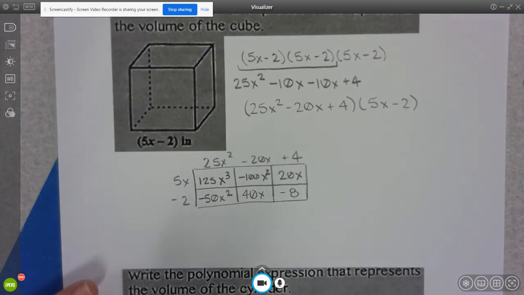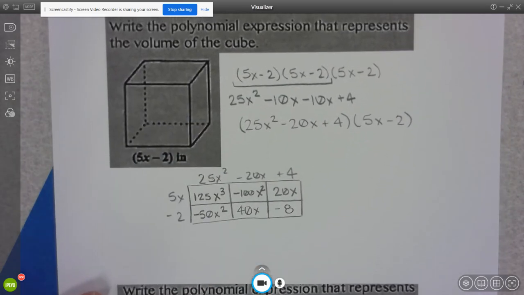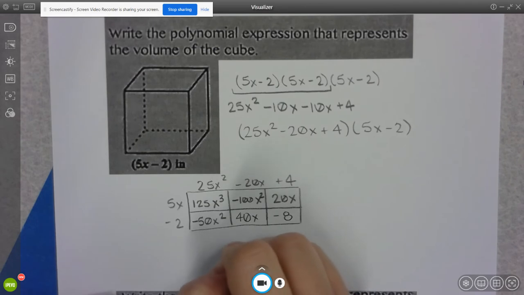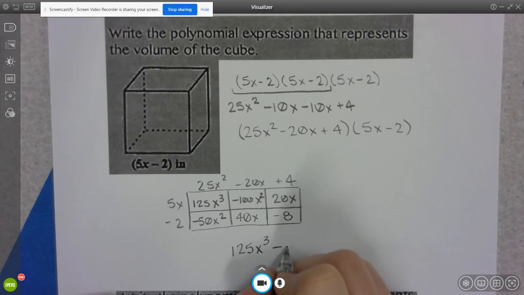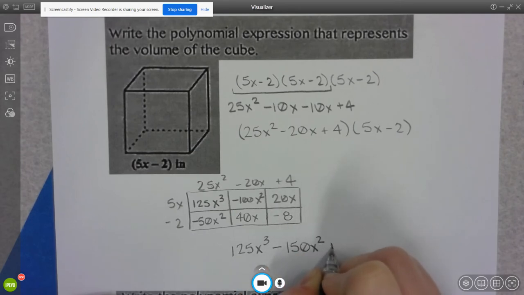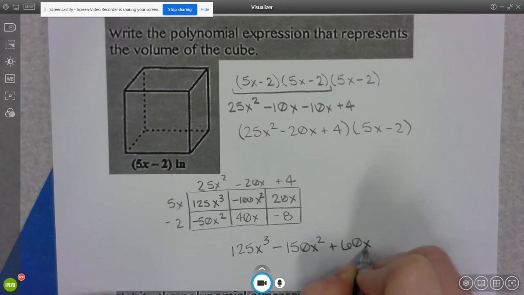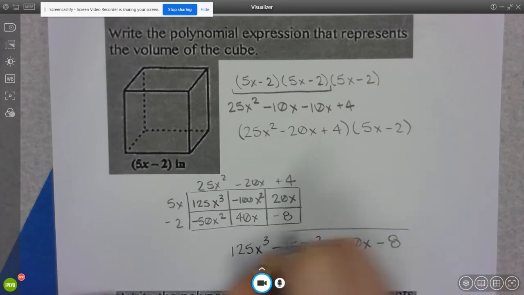So my polynomial expression that represents the volume of this cube would be 125x cubed minus 150x squared plus 60x minus 8.